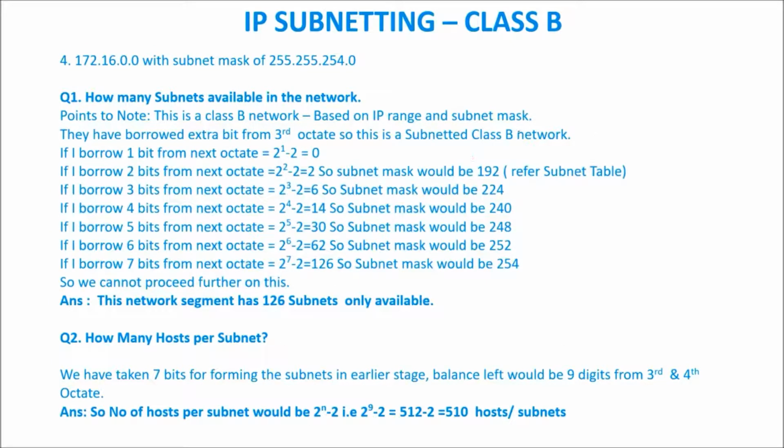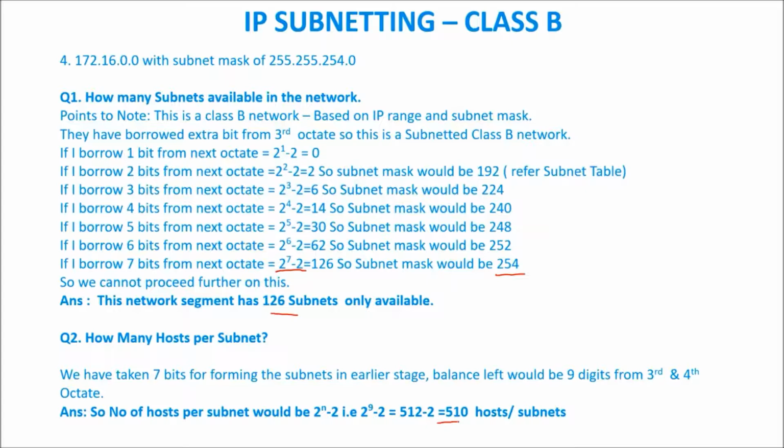It is 254, right? So same thing. How many bits you have to borrow? You have to borrow 7 bits. I'm just directly going to the point. So 7 bits I'm borrowing. You have to get the subnet mask as 254. Since you borrow 7 bits, 2 power 7 minus 2 is 126. I will have 126 subnets. How many hosts I will have per each subnet? I will have 510 hosts.